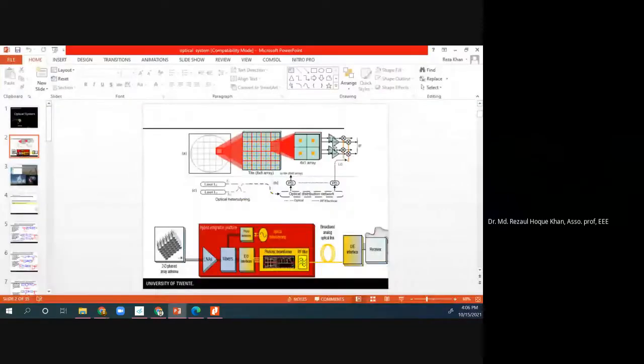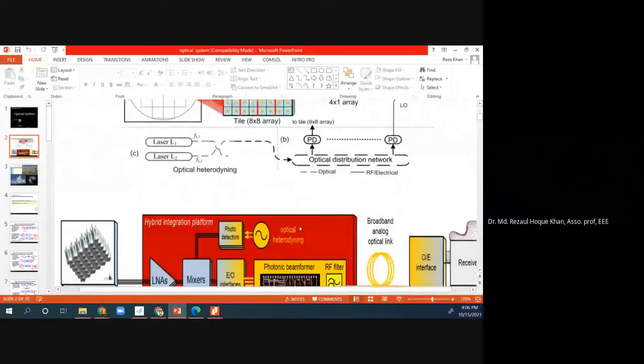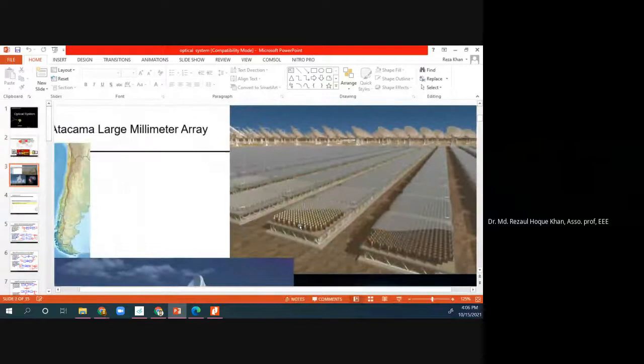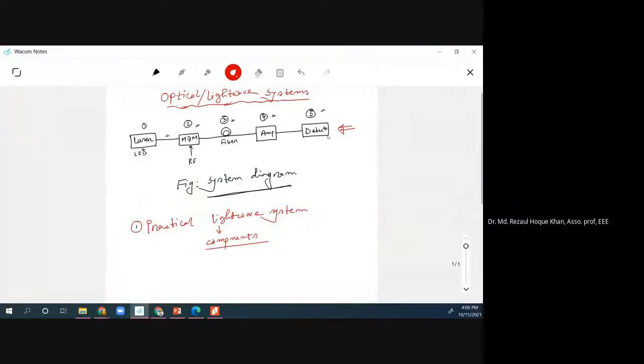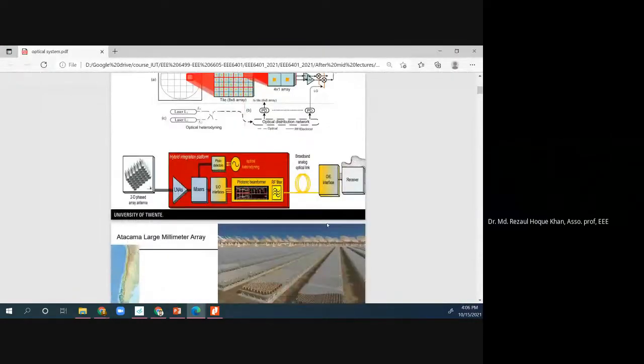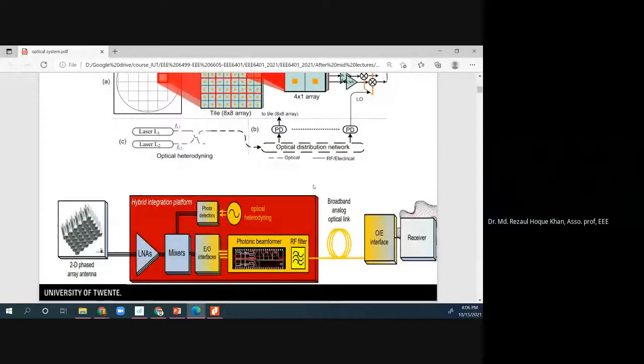This is a system diagram. Let me zoom in. This is a complete system diagram, a typical one. Here we use an extreme use of optics in a very advanced technology, right? So here there is an antenna. We have this slide also here. This is the one I am talking about. This is the system diagram.